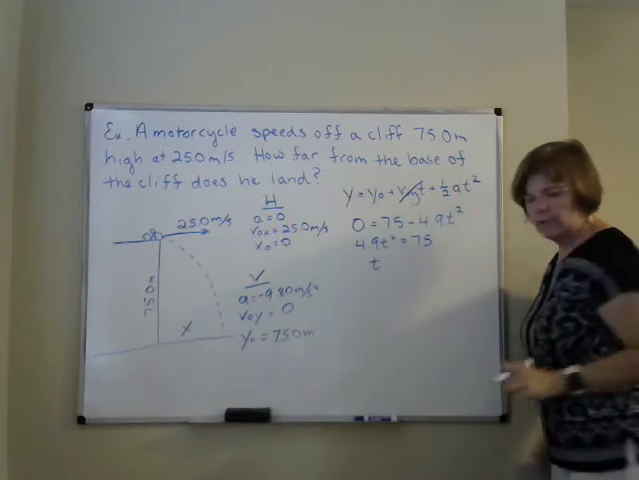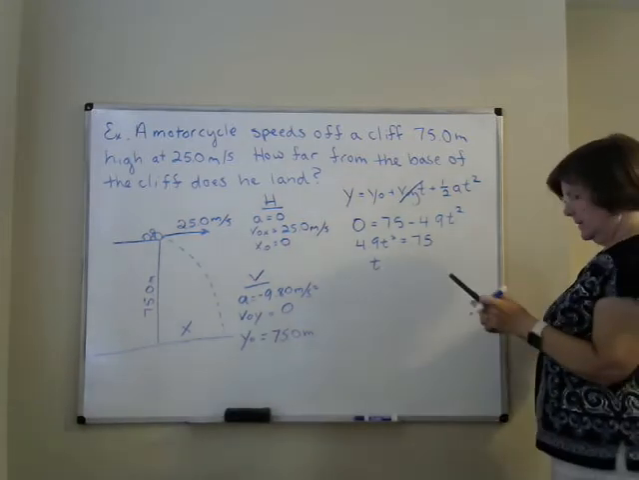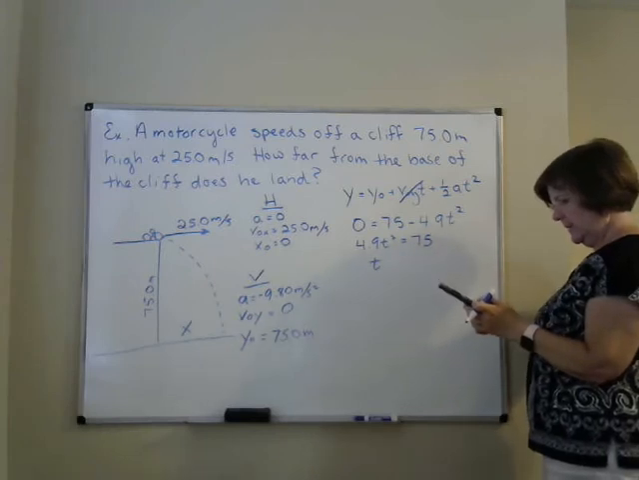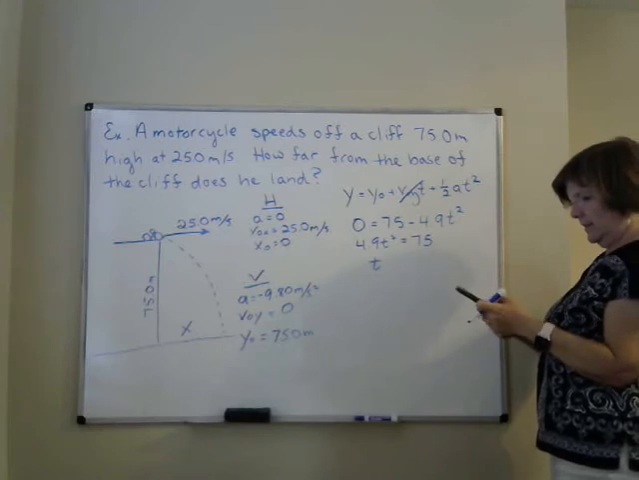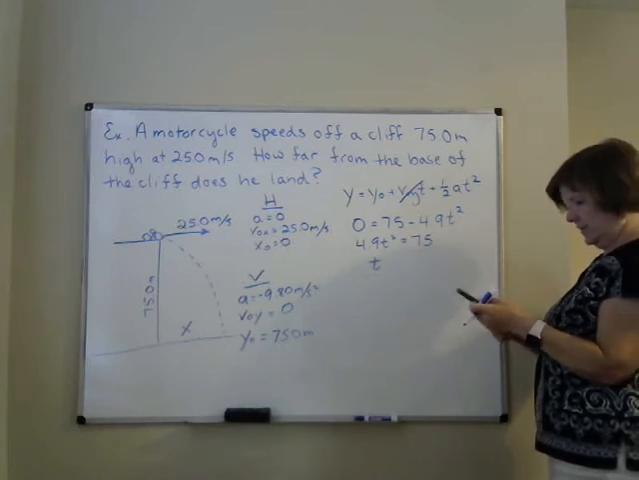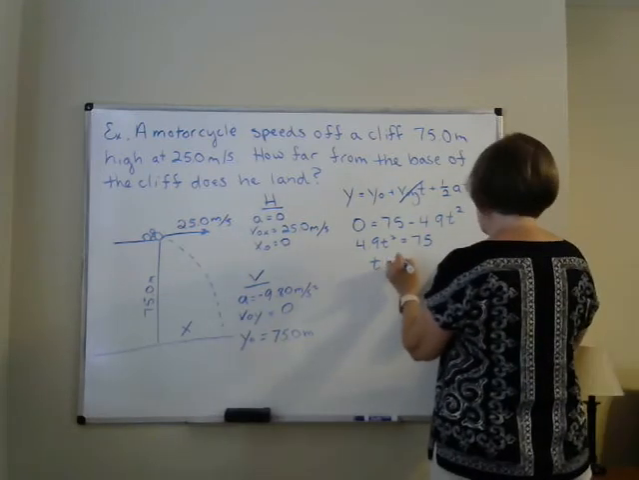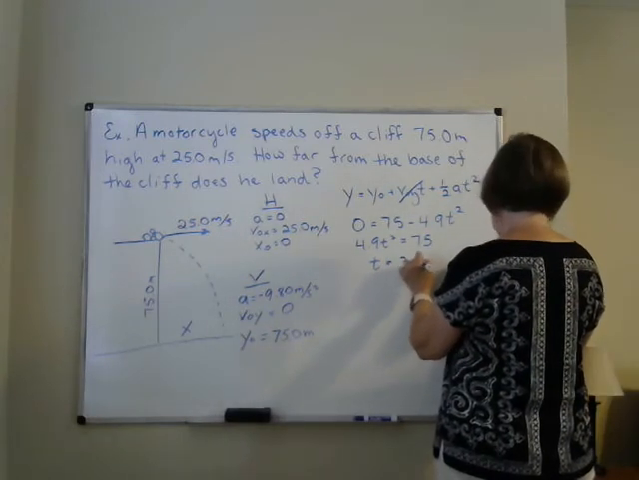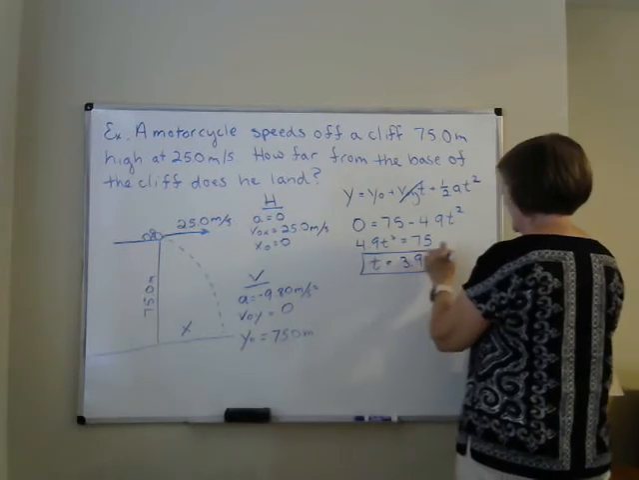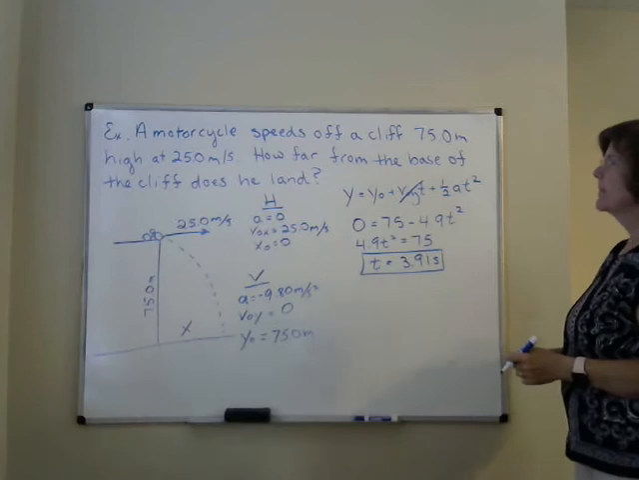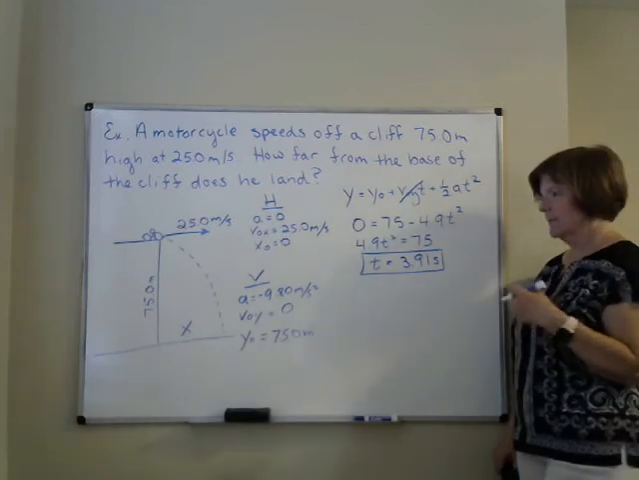So I use a calculator. 75 divided by 4.9. Take the square root. And it takes about 3.91 seconds. We have 3 significant digits, so I'll keep 3. They didn't ask for that, but it's always a good intermediate thing to find out.